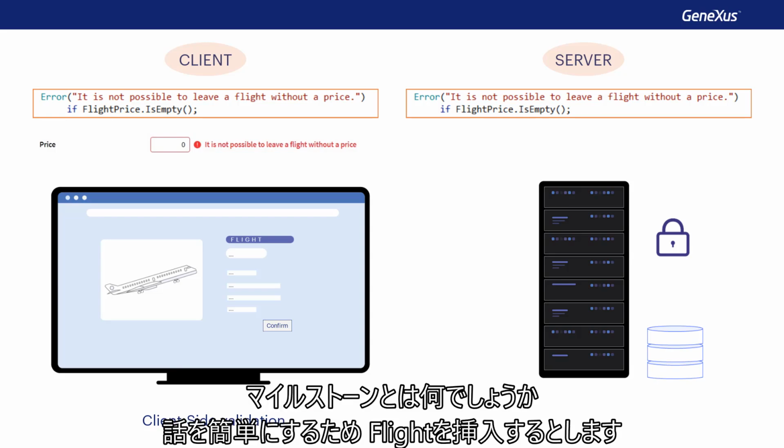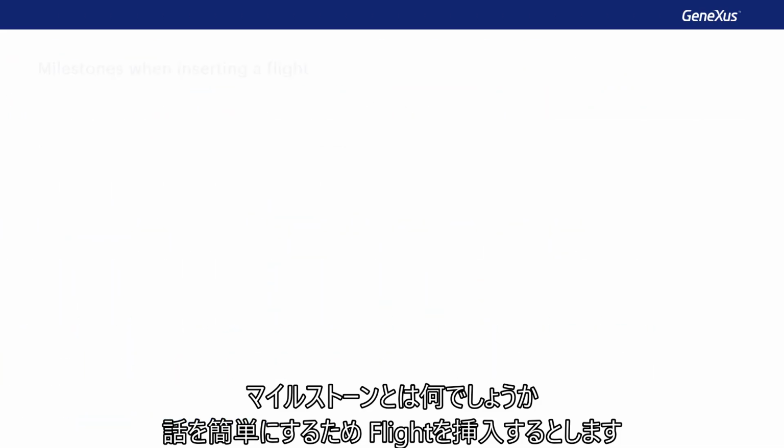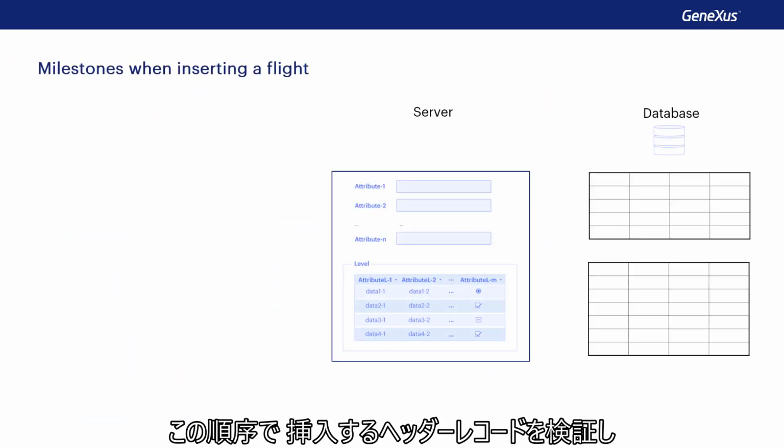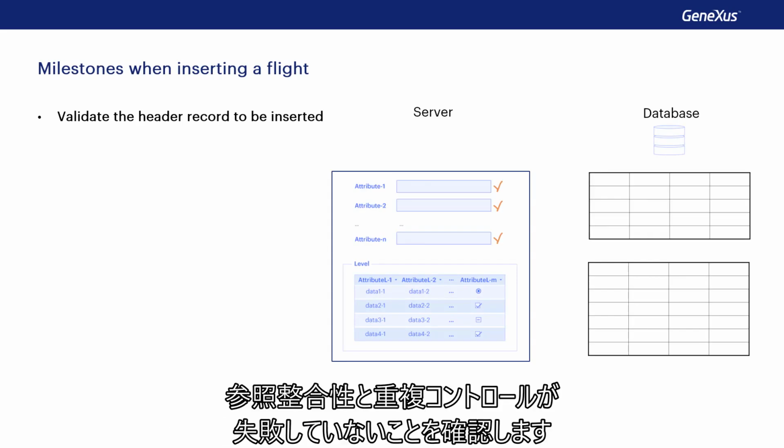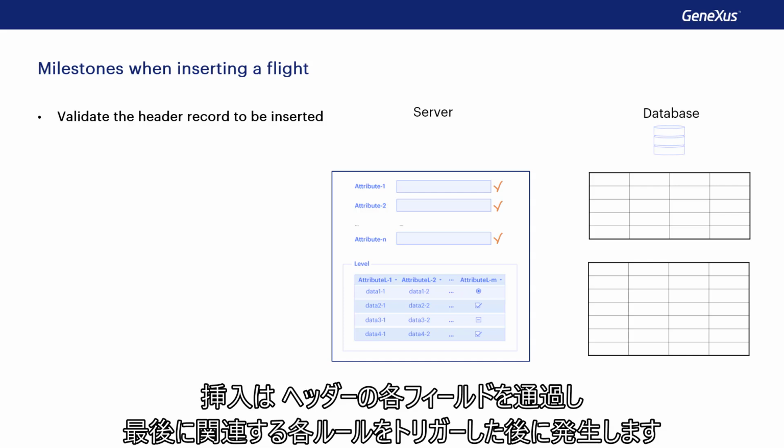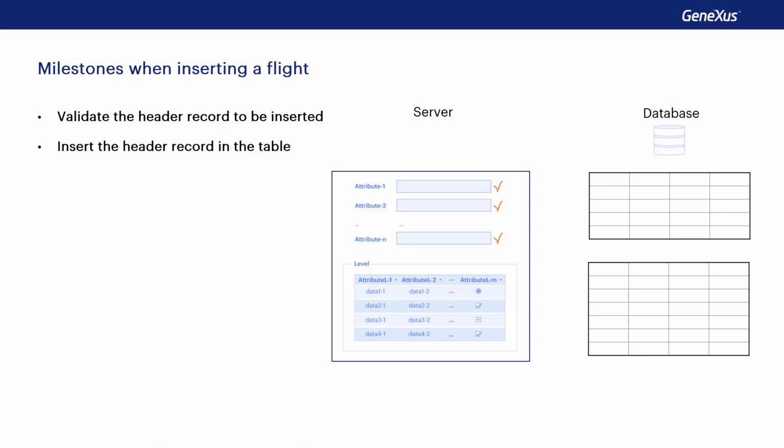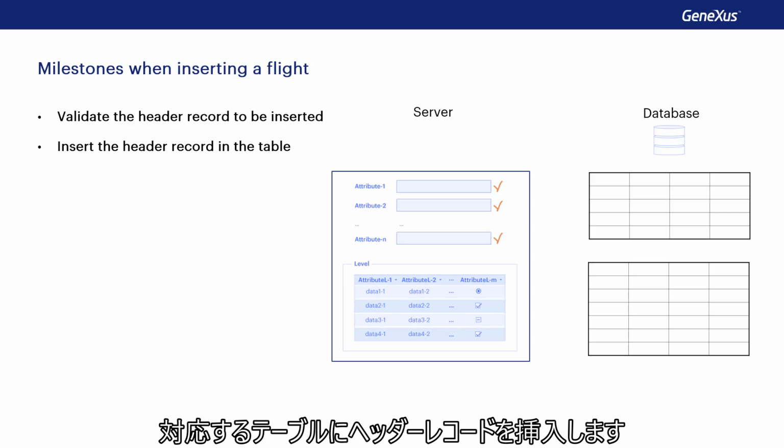Which are those milestones? Let's say, for the sake of simplicity, that we're inserting a flight. In this order, validate the header record to be inserted to make sure that the referential integrity and duplicate controls did not fail. It happens after having gone through each field of the header and after having triggered each associated rule at the end of it all. Insert the header record in the corresponding table.